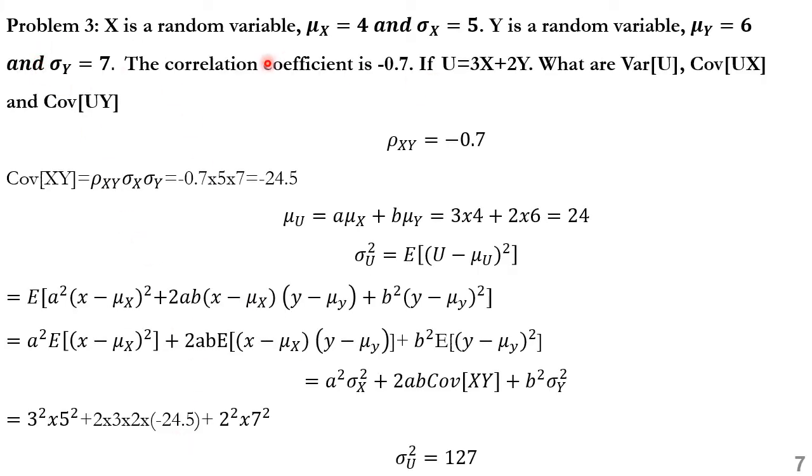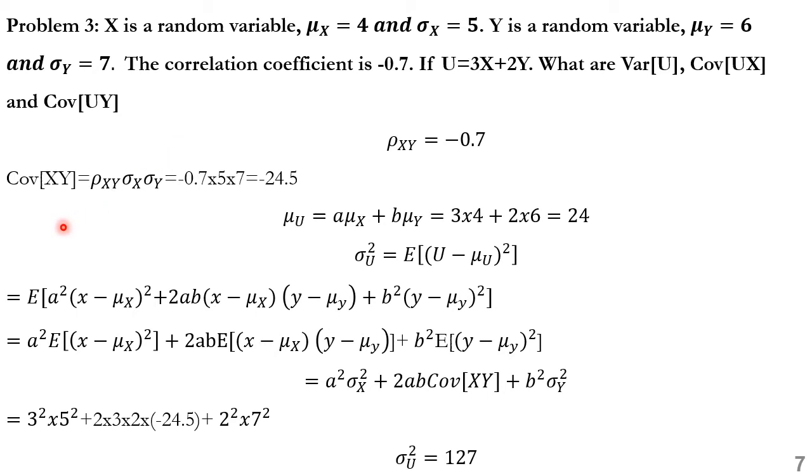Problem 3. X is a random variable, mu x equal to 4, sigma x equal to 5, y is a random variable, mu y is equal to 6 and sigma y is equal to 7. The correlation coefficient is -0.7. If u is equal to 3x plus 2y, what are variance of u, covariance of ux and covariance of uy?